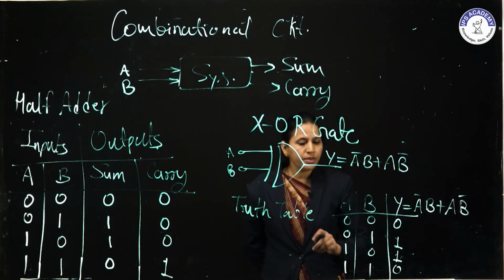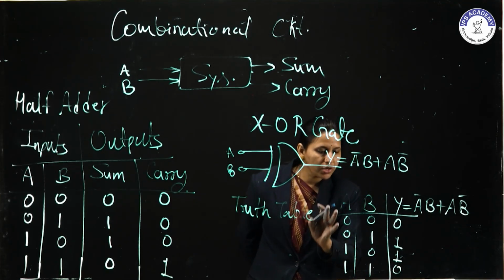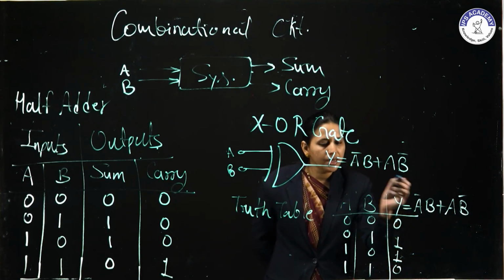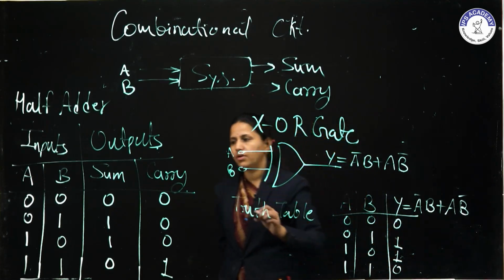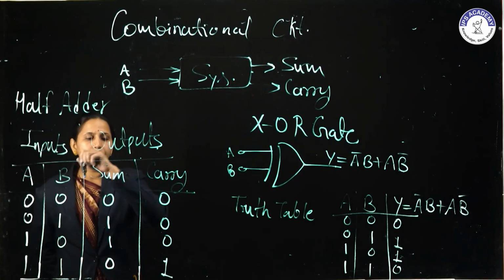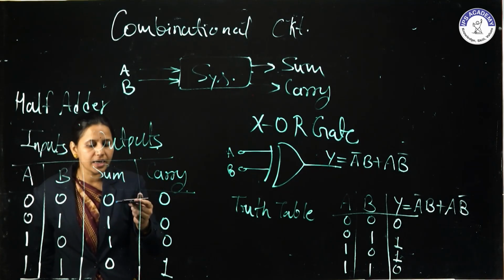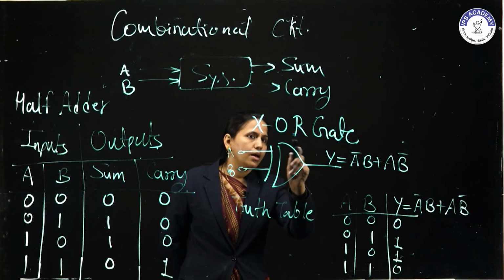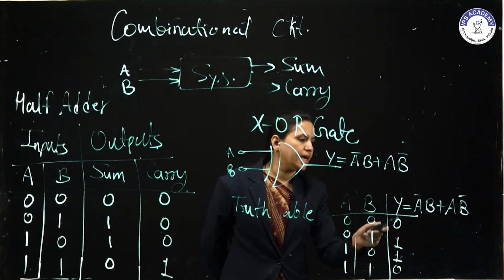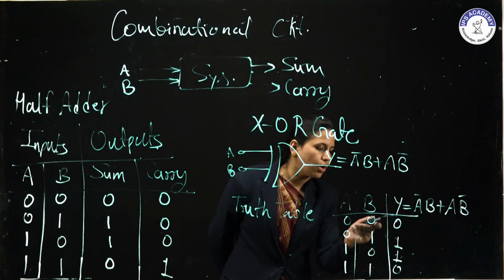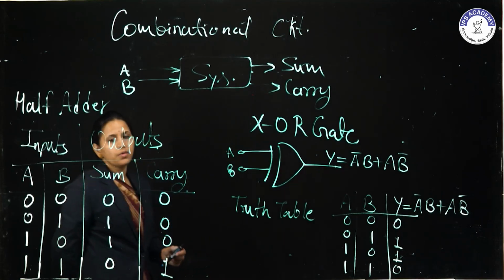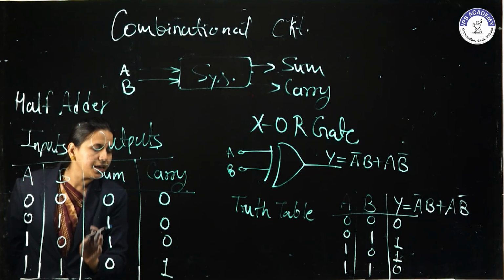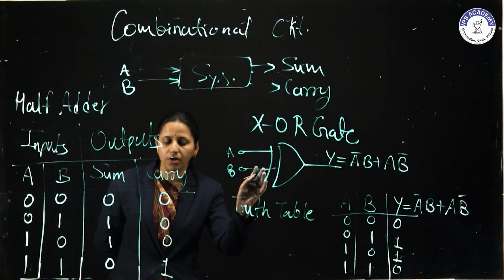So we can see that when inputs are 0 1 and 1 0, then output will be high. So this shows the exclusive OR gate. We can see that the sum for the half adder is 0 1 1 0, and the output of the XOR gate is also 0 1 1 0. So for designing the sum of the half adder, we can use an exclusive OR gate.